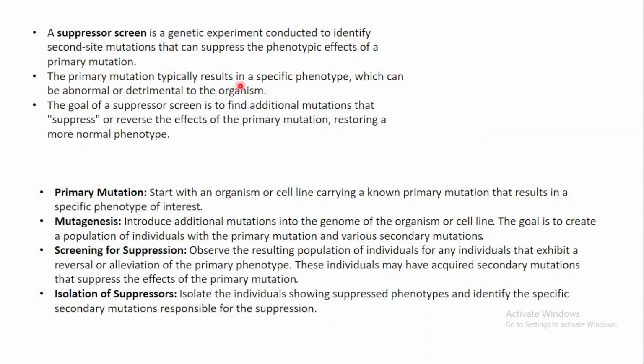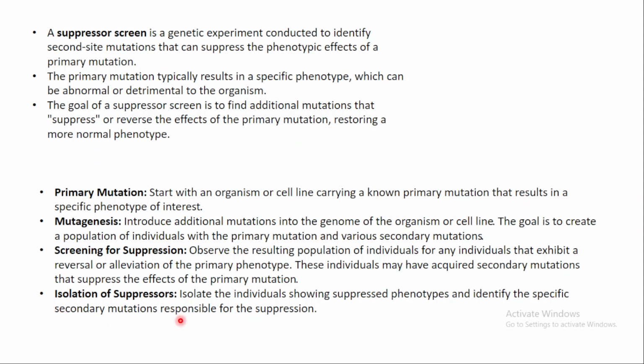The primary mutation typically results in a specific phenotype which can be abnormal or detrimental to the organism. The goal of a suppressor screen is to find additional mutations that suppress or reverse the effect of the primary mutation. So it will pick up any mutation which can reverse the effect of the primary mutation.